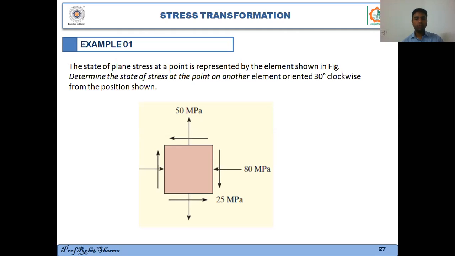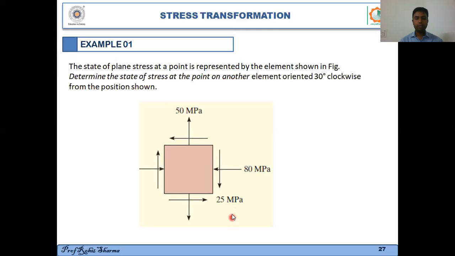So we can see an example. We can solve an example. This is a stress block, and you can see various stresses are shown on this stress block. There's a stress of 80 megapascal. Now this stress will be negative because it is a compressive normal stress. So sigma x will be minus 80, and sigma y will be plus 50 megapascal because it is tensile.